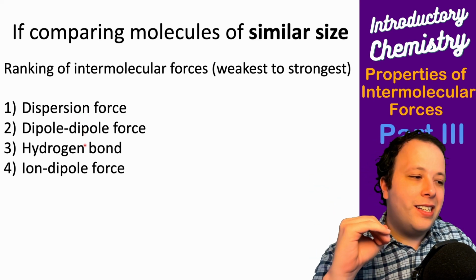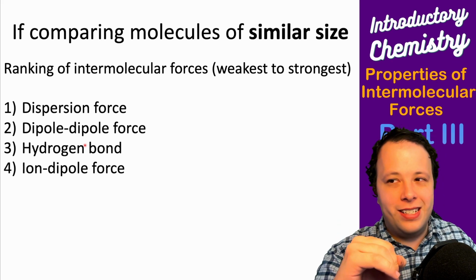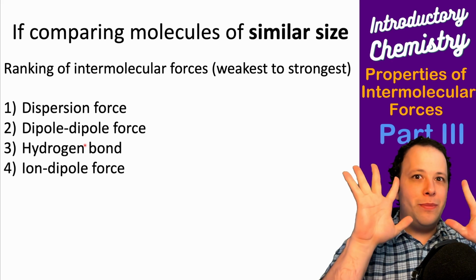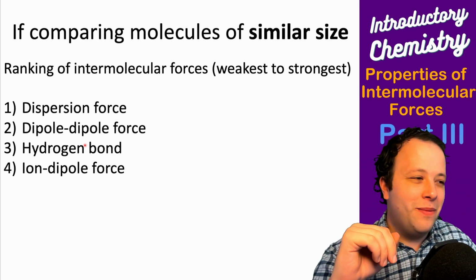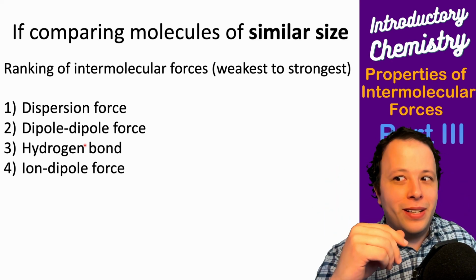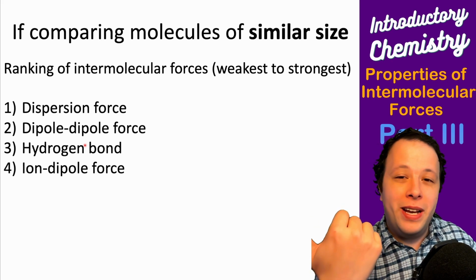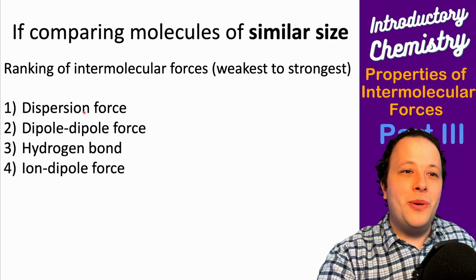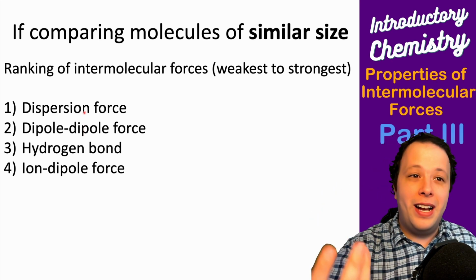Hydrogen bonding is like your premier access. Instead of paying $5 a month for dipole, you're now paying $10 a month for the hydrogen bonding package. Maybe you don't have ads on this one or something. Now that you're paying for this one, you also get what was in the dipole package, and you also have what was in the dispersion package as well.